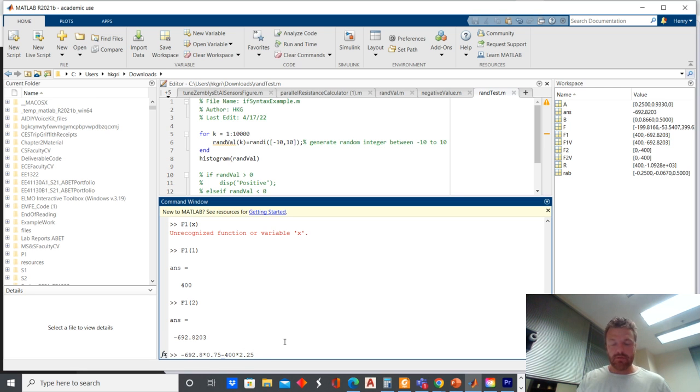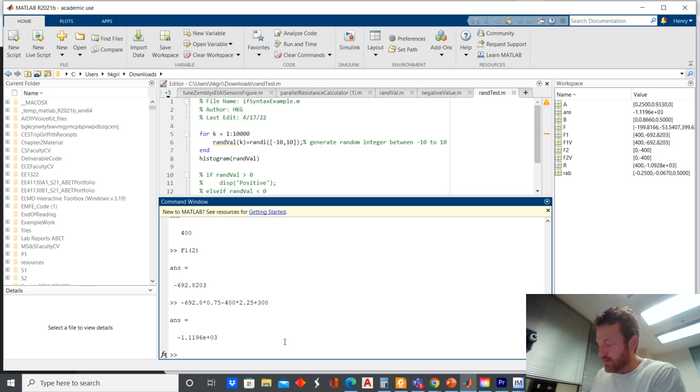So minus 400 times 2.25 plus 300, and that will come out to be minus 1,119.6, I should say, Newton meters, and we'll do the rounding in a minute.